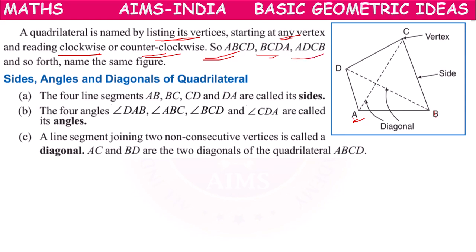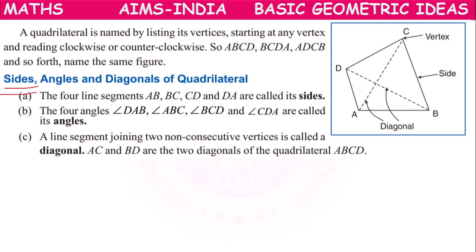So with continuous points, we have to name it either clockwise or anticlockwise, starting from A or B or any point. Like that, we can name the quadrilateral. Though you name it ABCD, BCDA or ADCB, and the names are different, they all represent the same figure, the same quadrilateral.